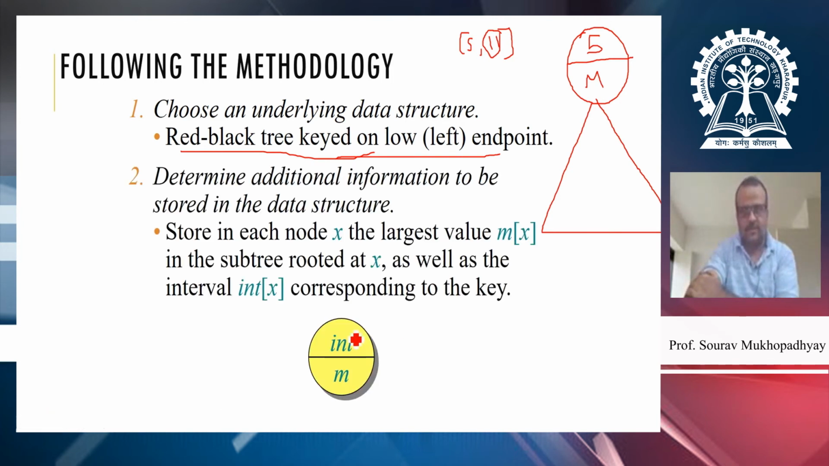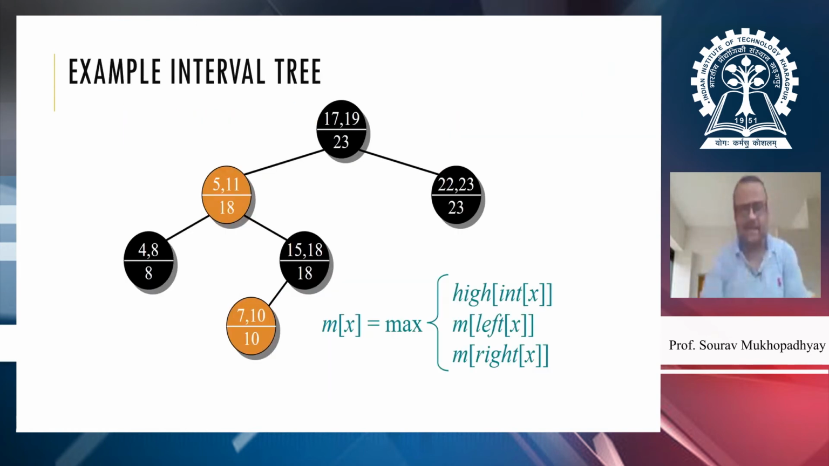So we are putting this interval in a node in the red black tree, where we are keying it by the left end point, and m is the maximum, the largest value in the subtree rooted at x, as well as the interval itself corresponding to that key. So that is the extra information. We will take an example, then it will be more clear. So we had those intervals, that set S.